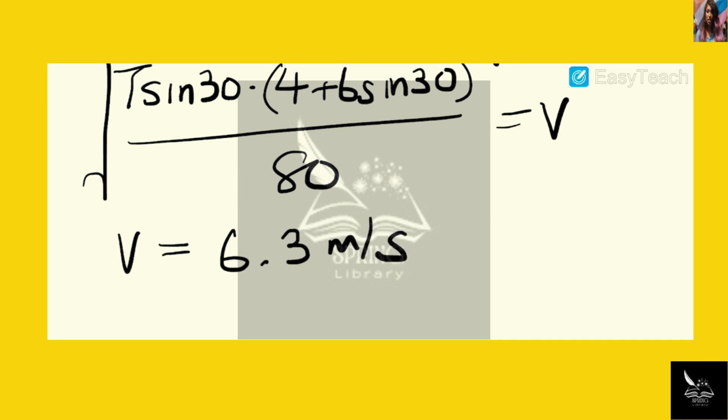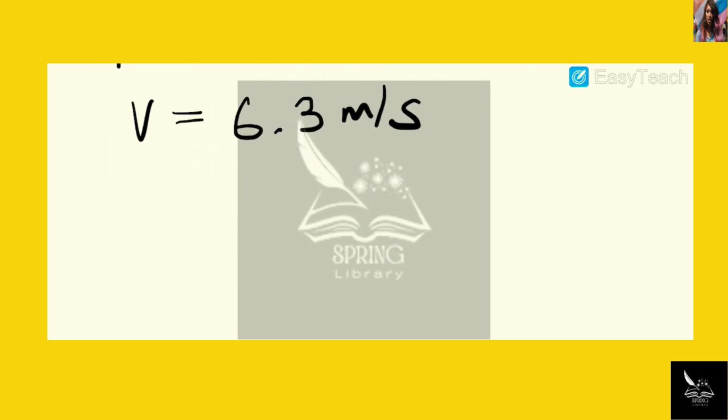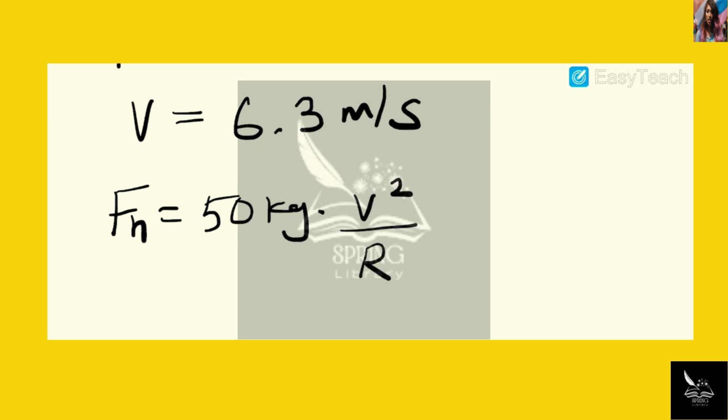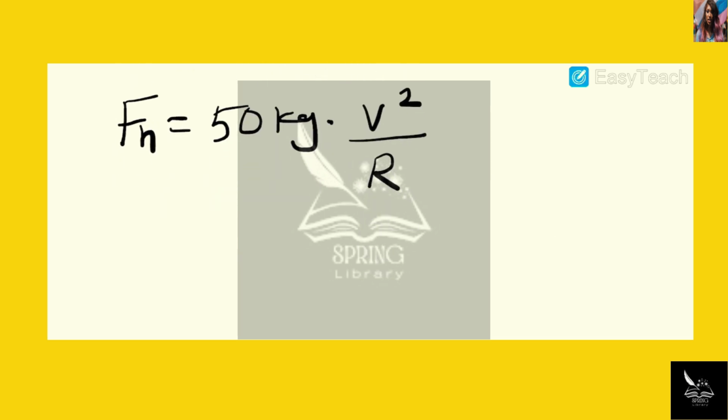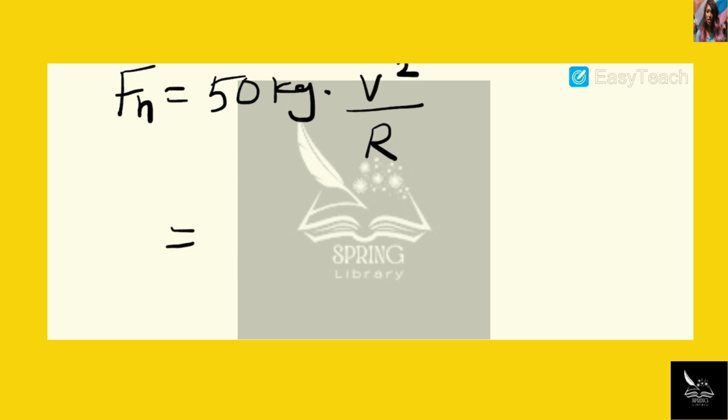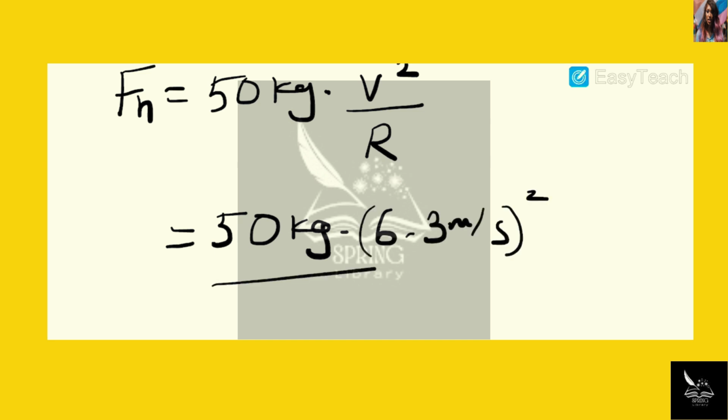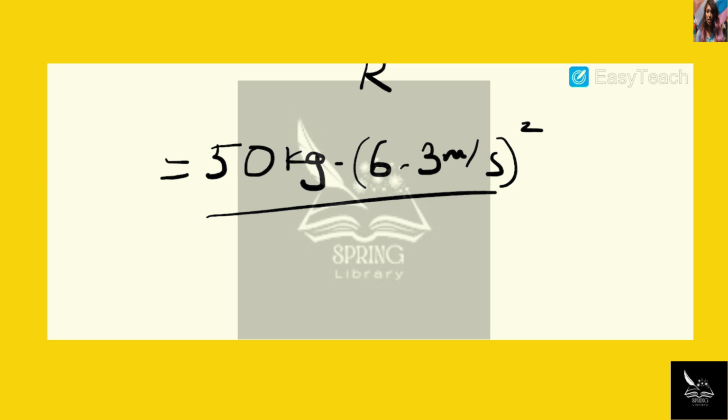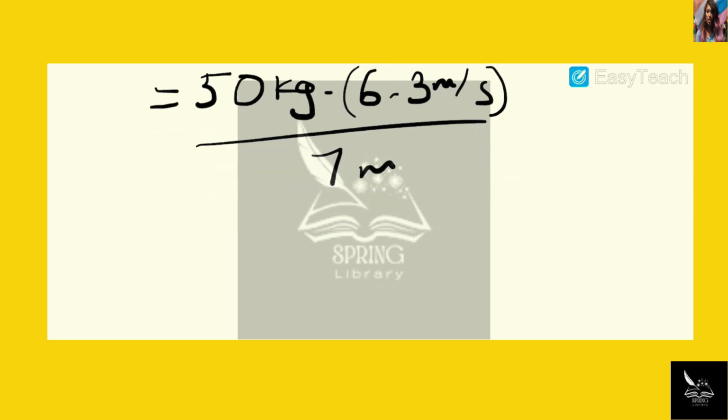Recall that we're also asked to solve for the normal, tangential, and vertical forces. So what we can do is say that the normal force will simply be equal to the mass of the person, so that's going to be 50 kg times v squared all over r. Similar to before, r is just going to be equal to 4 plus 6 sine theta. So what this gives us is 50 kg times 6.3 meters per second squared all over 4 plus 6 sine 30, which is equal to 7 meters. This gives us a normal force equal to 283 newtons.